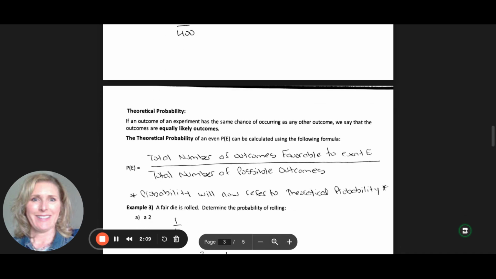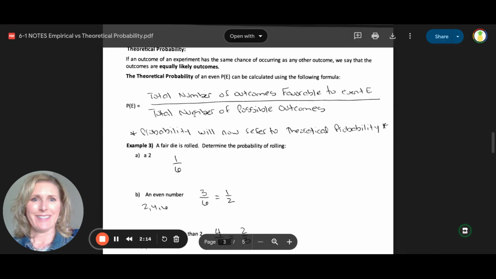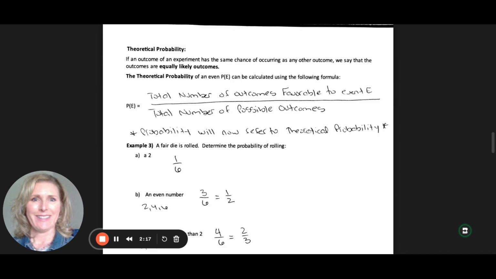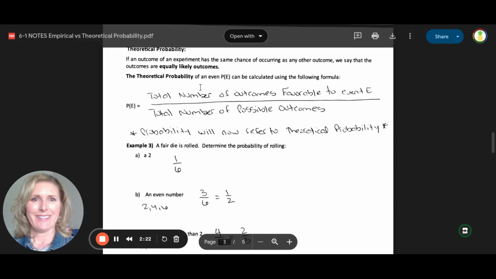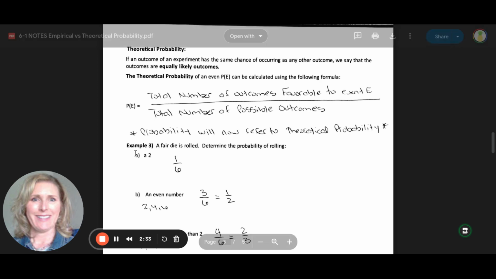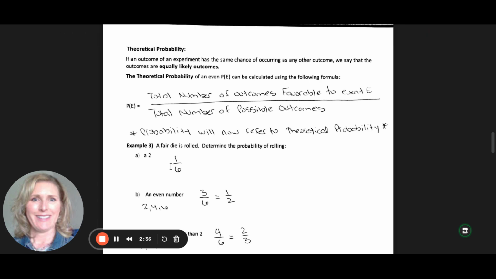So from now on, when we talk about probability, we are going to refer to theoretical probability. What do you expect should happen? And so for that, the probability of an event is the number of outcomes favorable divided by the total number of possible outcomes. So we're going to roll a die, and we want to determine the probability of rolling a 2. So we know that there is one 2 out of 6 sides of a die, and so the probability of rolling a 2 is 1/6.